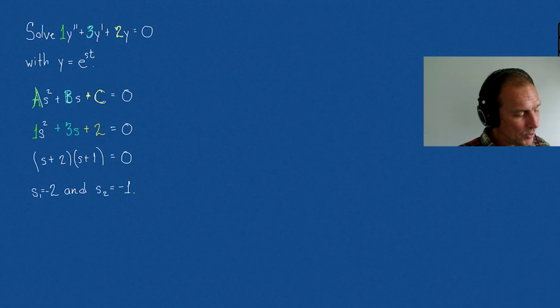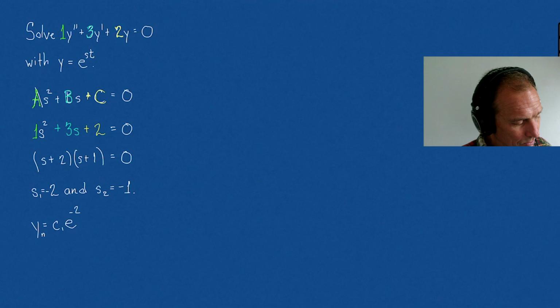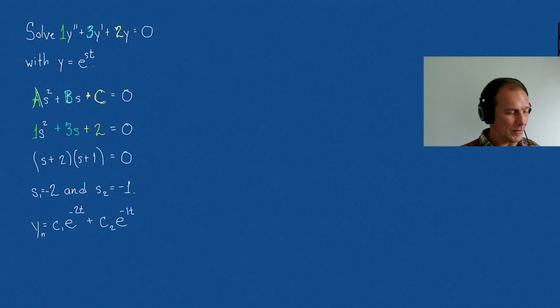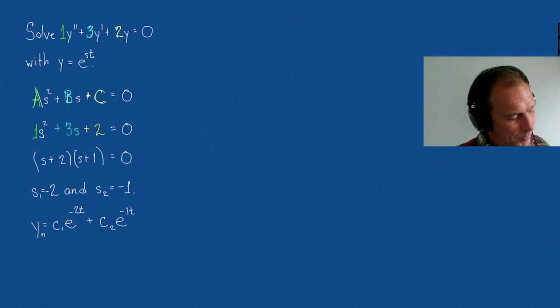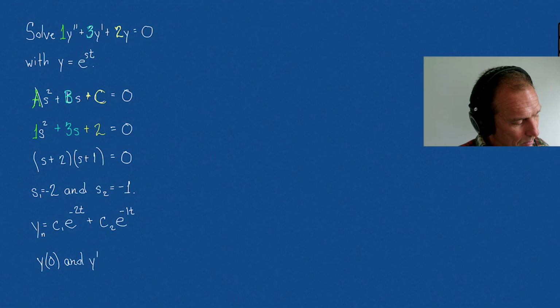Well, here we go. So we can write our final solution then as y equals, remember, this is a null solution. So this is C1 e to the minus 2t plus C2 e to the minus t. So let's give this some initial conditions. Say our initial conditions are y of 0 and y prime of 0. How do we use those?